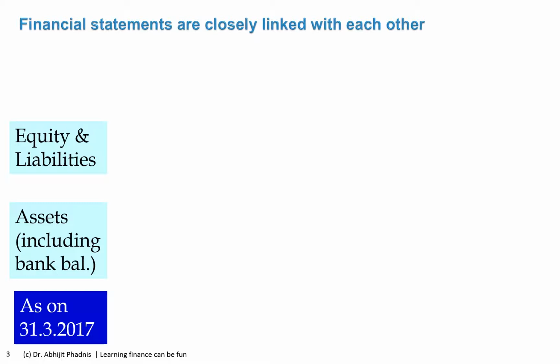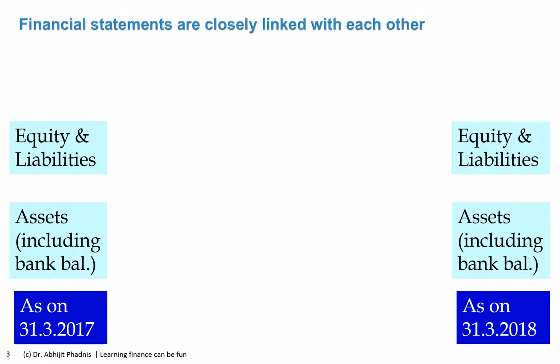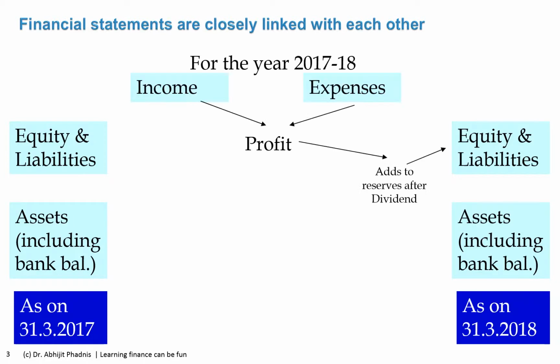The balance sheet, as we all know, captures the fundamental accounting equation, which is assets are equal to equity and liabilities, or vice versa. Now, of course, assets include bank balance, as we had discussed in one of the earlier videos. Similarly, when we are going to publish the financial statements for the year which had just ended, let us say on 31st March 2018, we would also be publishing a balance sheet on that day, which will have equity and liabilities and assets as on 31st March 2018. Now we obviously see a period of 1 year in between, which is 2017-18.